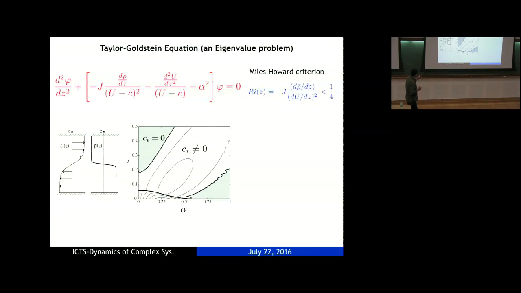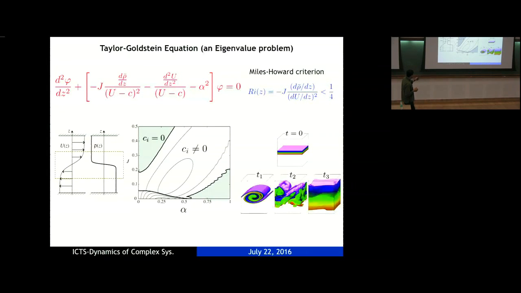So for this particular case, which I have shown, if you are simulating that, this is what happens at t equals 0, and as time progresses, this shear layer will roll up and give rise to Kelvin-Helmholtz instability, the classic Kelvin-Helmholtz instability. It will break down into turbulence, and then it can relaminarize. So that happens as time progresses.